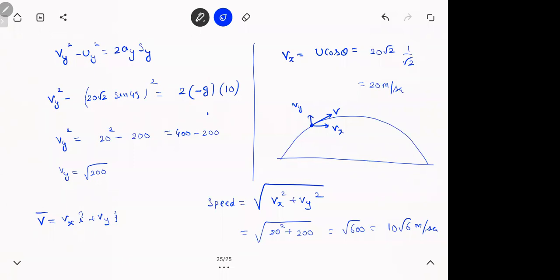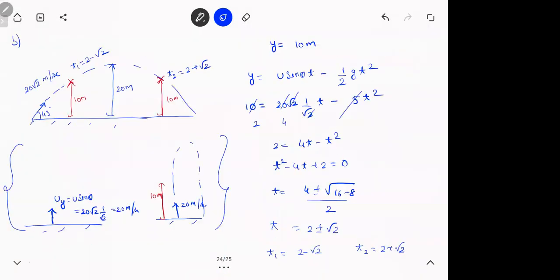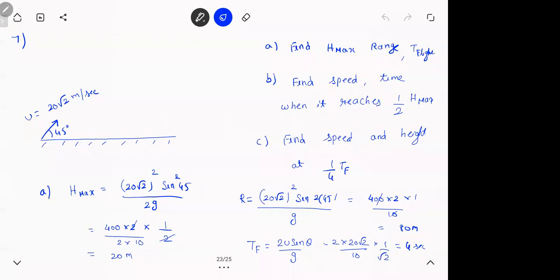Next one. There is still the C part. Find speed and height at 1/4 of time of flight. So in this case, time of flight is 4 seconds. Now, indirectly the question is: find the speed and height after 1 second. Give it a try.